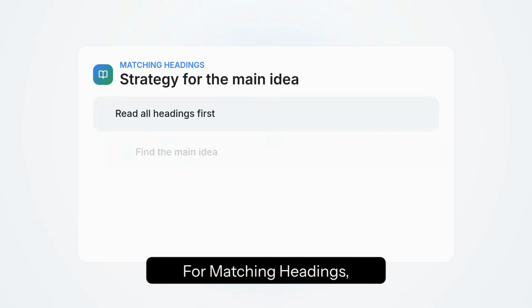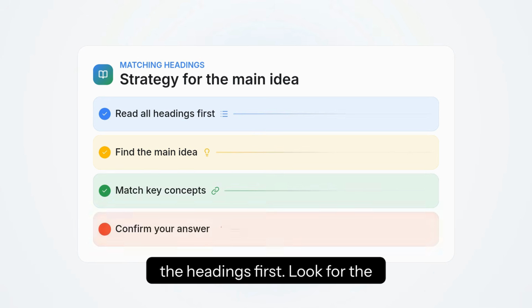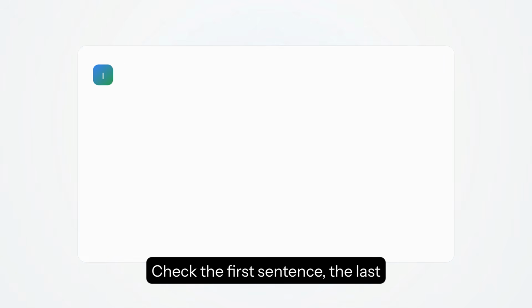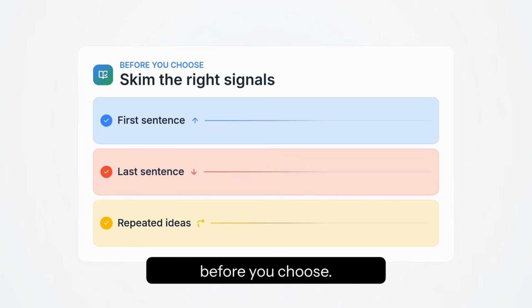For matching headings, remember this checklist. Read the headings first, look for the main idea of the whole paragraph, ignore small details, and choose the heading that best matches the overall focus. Check the first sentence, the last sentence, and repeated ideas before you choose.